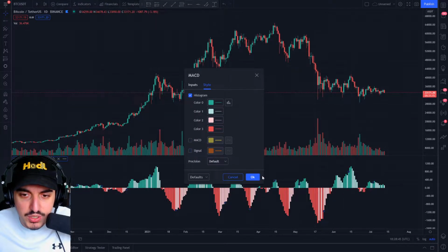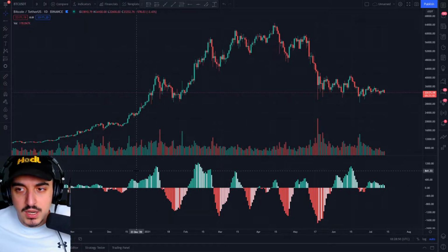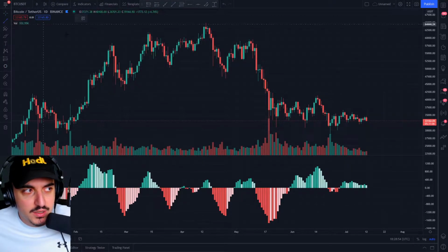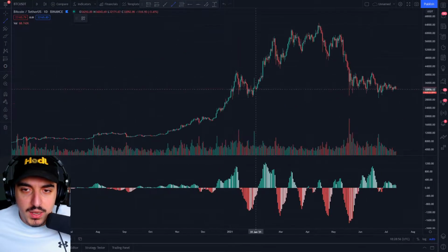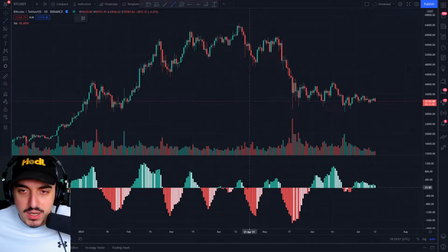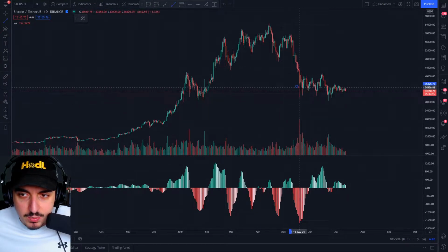But I think the accuracy on top of the histogram is a lot better than anything that I've ever seen before. So I'm going to explain how to use this histogram specifically in this video. And the way that we are going to use it is by taking a look at the divergences.